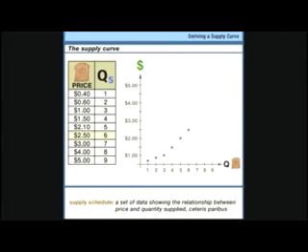7 loaves of bread per week. At a price of $4 per loaf, this particular baker is willing to offer 8 loaves of bread for sale each week. So that gives me this point. And at a price of $5, this baker offers 9 loaves of bread for sale each week. So that gives me this point.